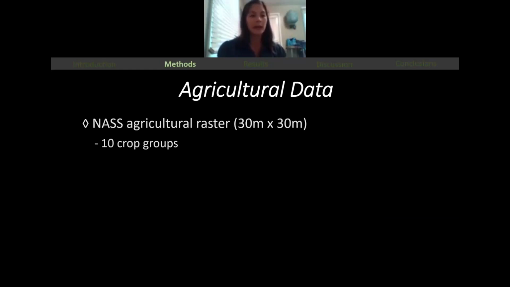Our agricultural data is from the National Agricultural Statistics Services, or NASS. And basically we compiled all the different types of agricultural crops that were used by wild pigs, and then we condensed them into 10 different groups for our study. And we did that based on crop similarities as well as caloric value. And our 10 groups are cereals, fruits and nuts, sugar, oilseeds, beverages and spices, roots and tubers, vegetables and melons, legumes, tobacco, and cotton.